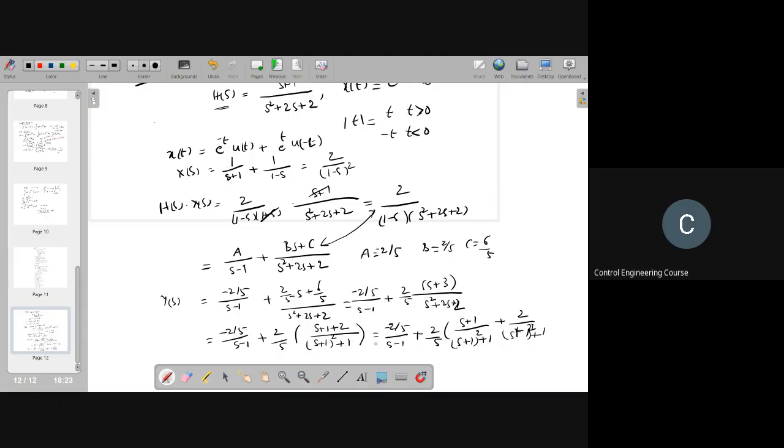Now y of t is equal to the inverse Laplace transform of this function: minus 2 by 5 e to the power of t, plus 2 by 5 into e to the power of minus t cos t plus 2 e to the power of minus t sin t. Got it?